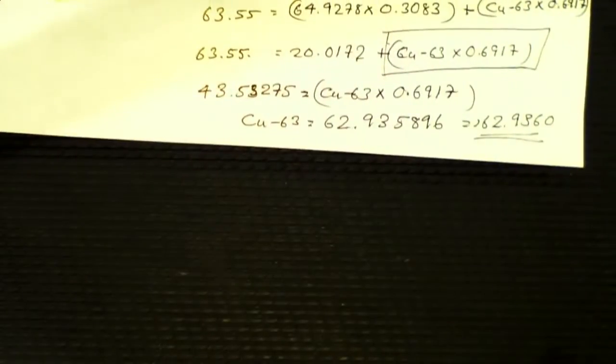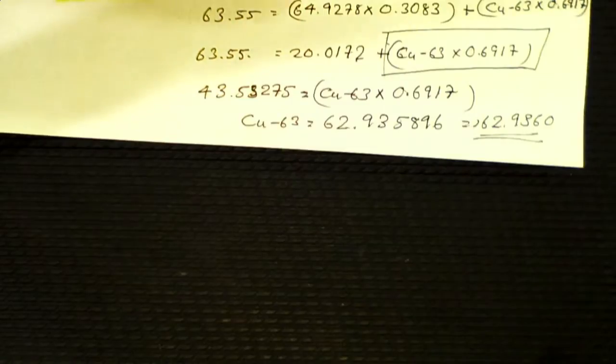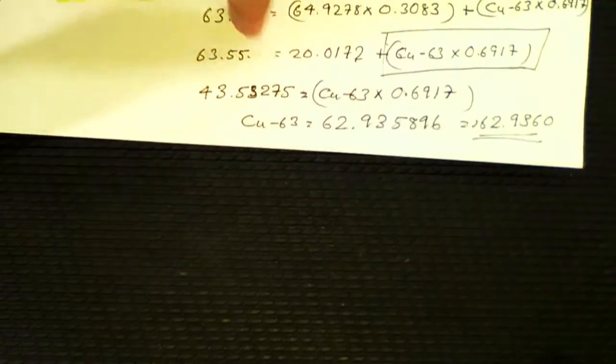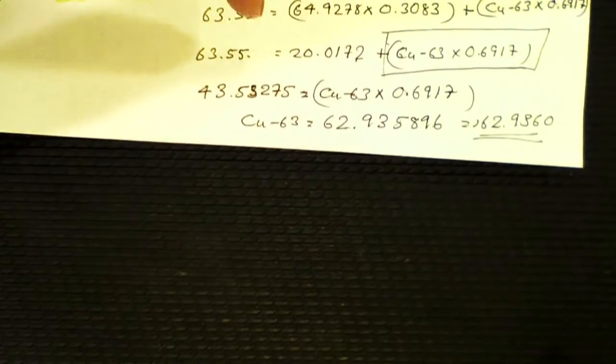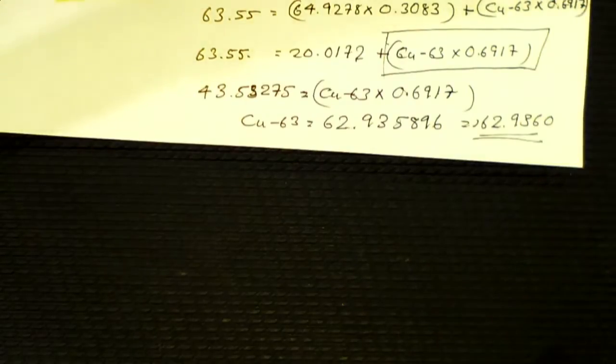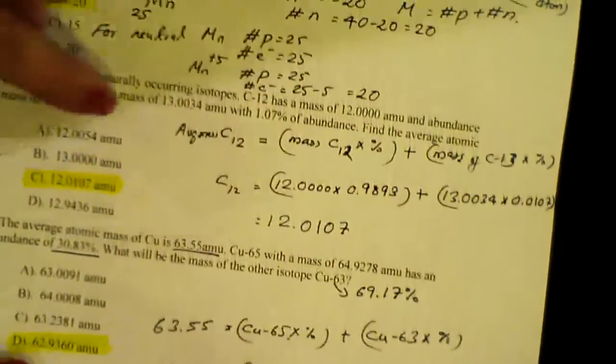So if they are given the average atomic mass and the percentage and mass of the other isotope, you can figure out the mass of the asked isotope with the same equation that we used earlier. Okay.